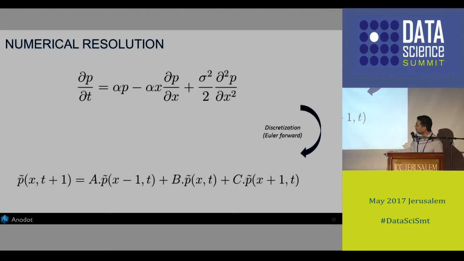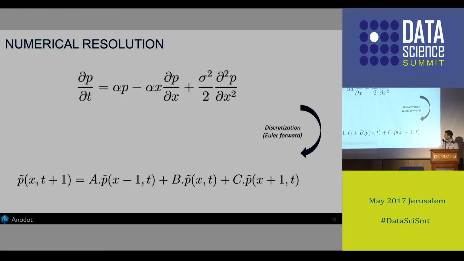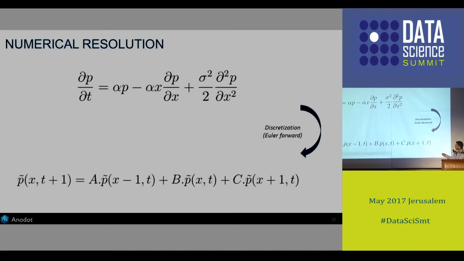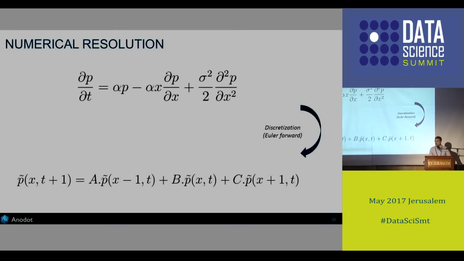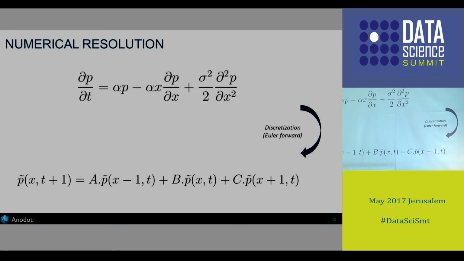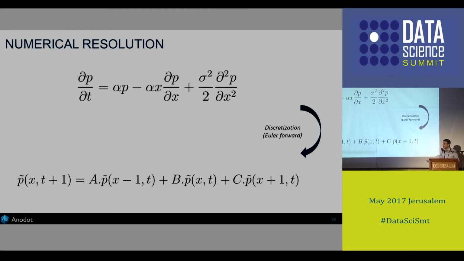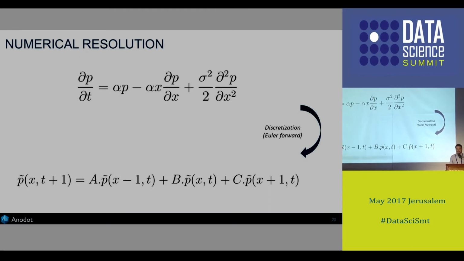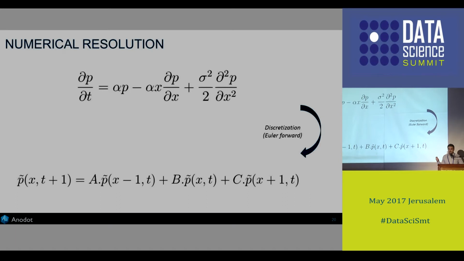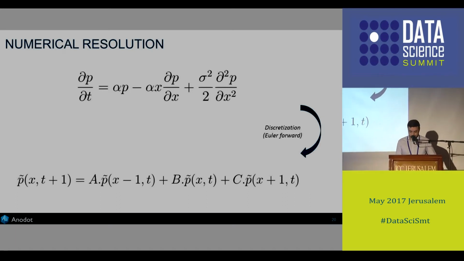And in the discrete world, we have this equation with the constants A, B, C, which depend on alpha and sigma, of course, and also on the discretization step, both in time and in space. So as we can see, we have a complex equation here, but this is very easy, especially easy to code in a computer. And this is what I put in a computer to create my prediction.